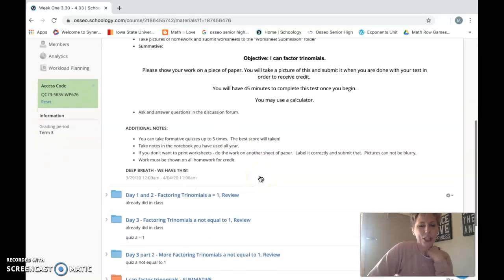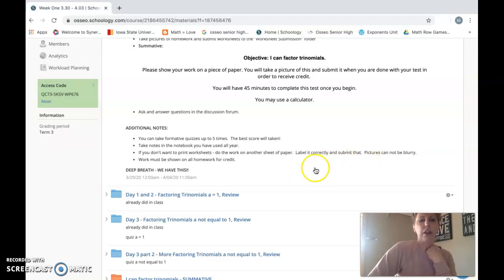Continue taking notes in your notebook. If you don't want to print worksheets, do the work on another sheet of paper, label correctly, and submit that. And work must be shown on all homework for credit.